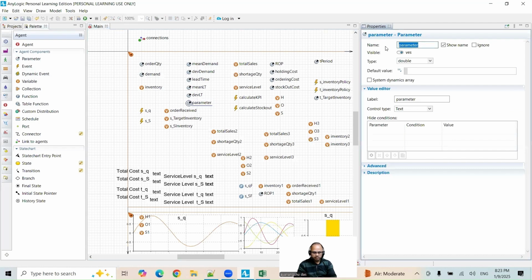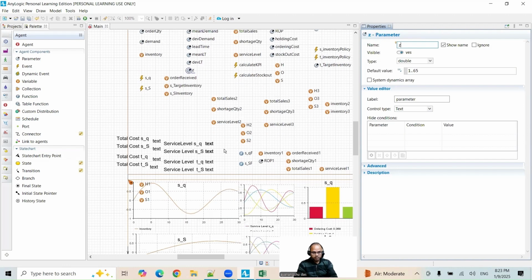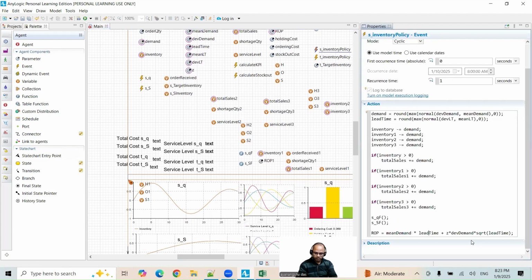So for this, we have to declare the Z parameter. We'll say this as Z, and then we'll have the value of 1.65 for a service level of 95%. So we will declare the ROP for the SS policy as well in the same way: the mean demand multiplied by the lead time, plus Z with the demand deviation and the square root of the lead time.